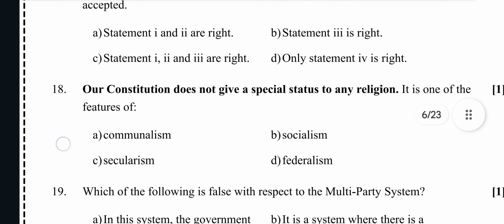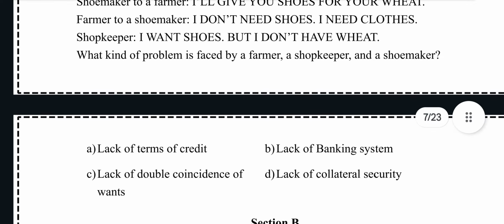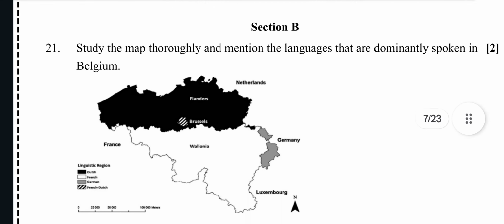See here: our constitution does not give special status to any religion. It is one of the features of: communalism, socialism, secularism, federalism. In that, we know that communalism will not come for the secular, and socialism also will not come. Among the two, secularism and federalism, you can select secularism. So secularism is the answer. In such a way, you have to select the best answer for all of them.